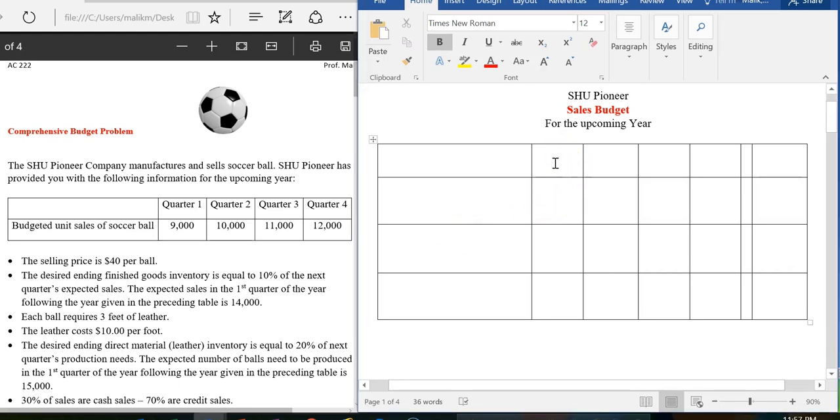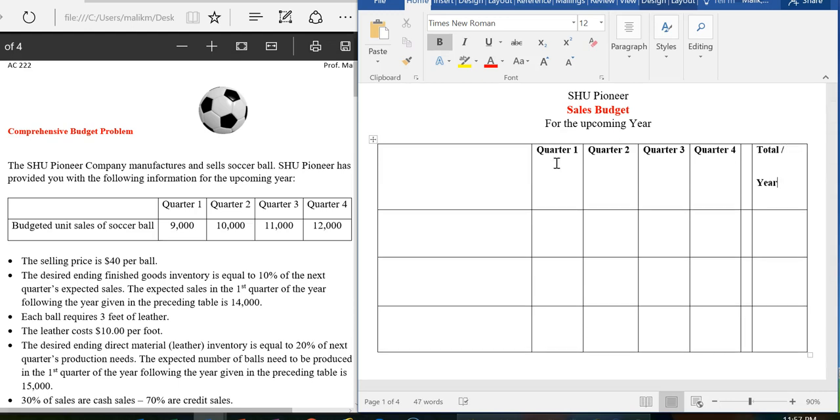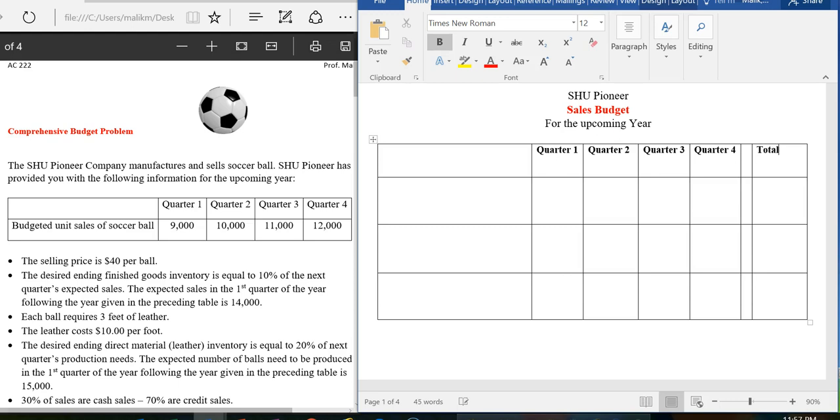It's for the whole year, so we will make it for every quarter. I can write down the name of the quarter: quarter one, quarter two, quarter three, and quarter four. And the final column will be for the whole year. You can write it down as total or year. Make it total. More space. So we will do the sales budget.